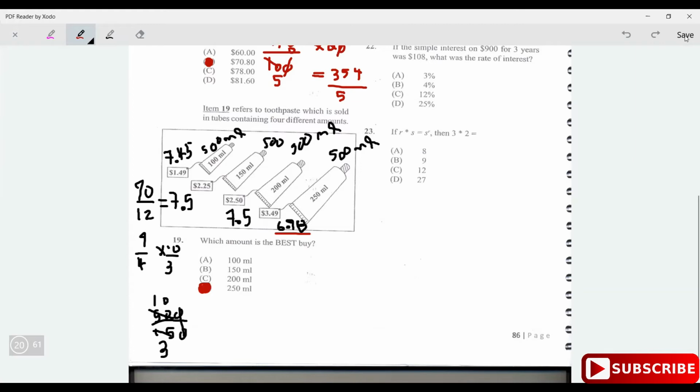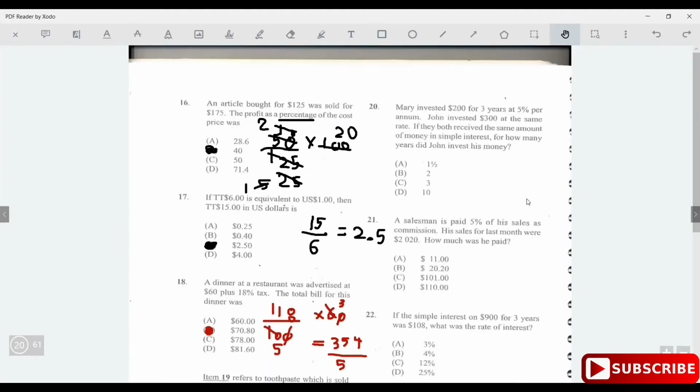Question 19, easy. Question 20. Mary invested $200 for 3 years at 5% per annum, and John invested $300 at the same rate. If they both receive the same amount of money in simple interest, how many years did John invest for? So they both got the same interest.